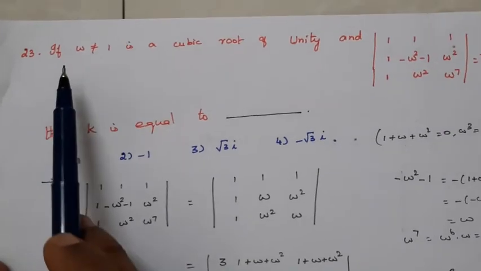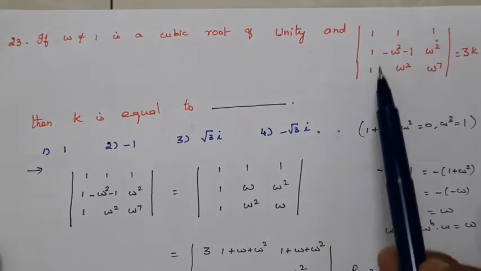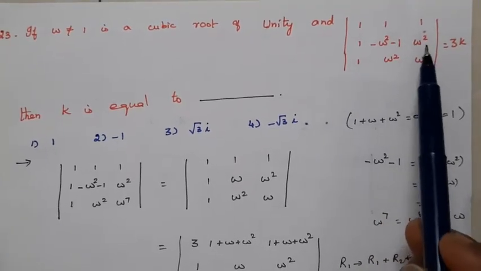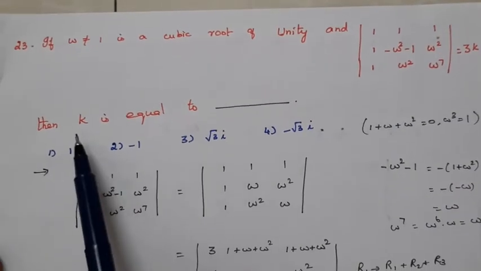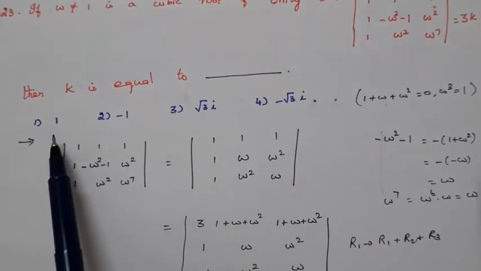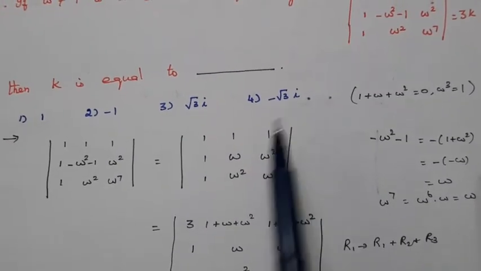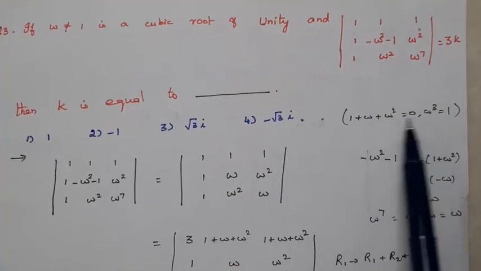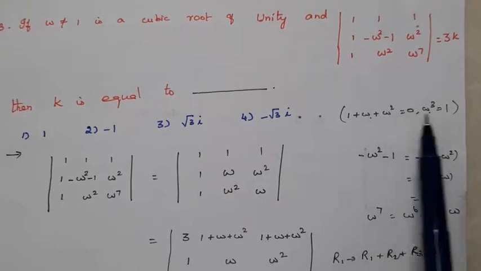Then problem number 23. If omega not equal to 1 is a cube root of unity and the determinant with rows 1, minus omega squared minus 1, omega squared; 1, omega squared, omega power 7 is equal to 3k, then k is equal to dash. Options are 1, minus 1, root 3 i and minus root 3 i. As omega is a cube root of unity, you can use the condition either omega cube is equal to 1 or 1 plus omega plus omega squared is equal to 0.